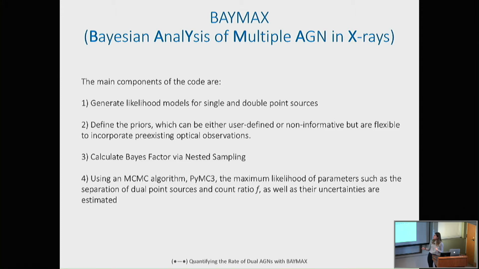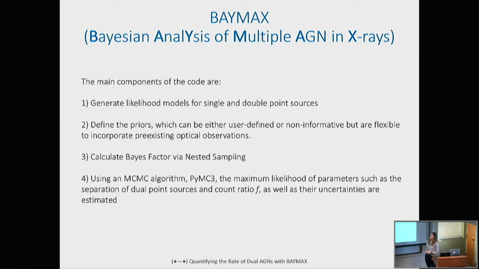So the main components of the code are as follows. The first step is to generate likelihood models for single and double point sources. This is done by simulating a PSF that's unique to a given Chandra observation and parametrically fitting it. The next step is to define your priors. So these can be either user-defined or non-informative, but Baymax is flexible enough such that you can incorporate information that complementary optical or IR observations may give you.